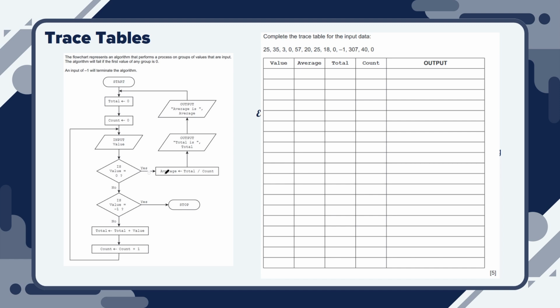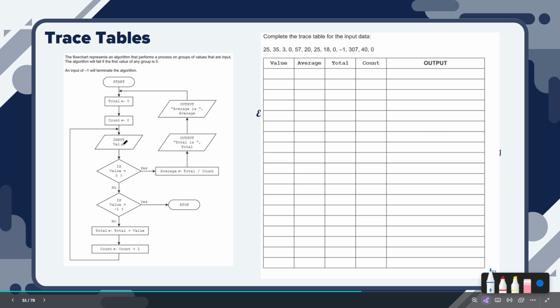If the value is 0, it's going this way. That means when you type 0, it wants the program to calculate an average and output the total and the average. Or if it's not 0, then we continue. If it's -1, then it's a stop. So as you can see, normally you stop when it's -1. And then if it's a regular value, so it's not -1, you just total up the value and you increment the count. It would go over and over.